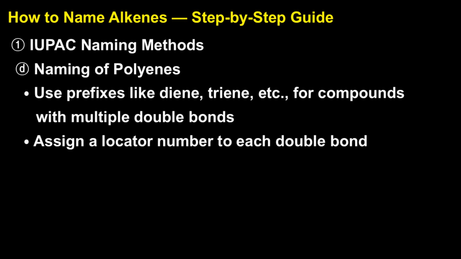Now let's talk about compounds with more than one double bond. These are called polyenes. If a molecule has 2 double bonds, we call it a diene. If it has 3, it's a triene, and so on. And just like before, we number the chain to show exactly where each double bond starts. So if you've got double bonds at carbon 1 and carbon 4, you'd name it 1,4-diene. We'll go through real examples next so you can see how this works in practice.